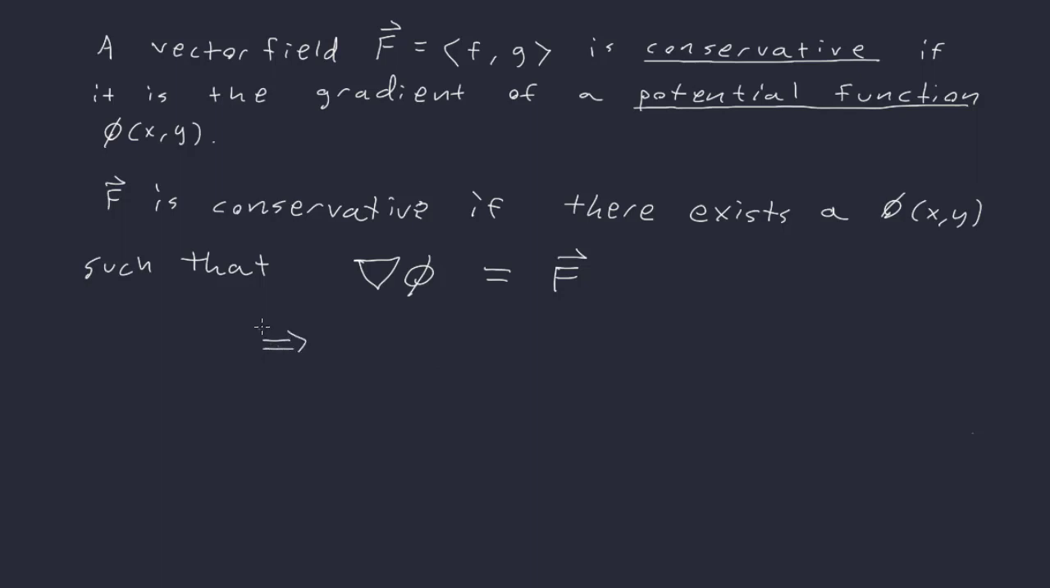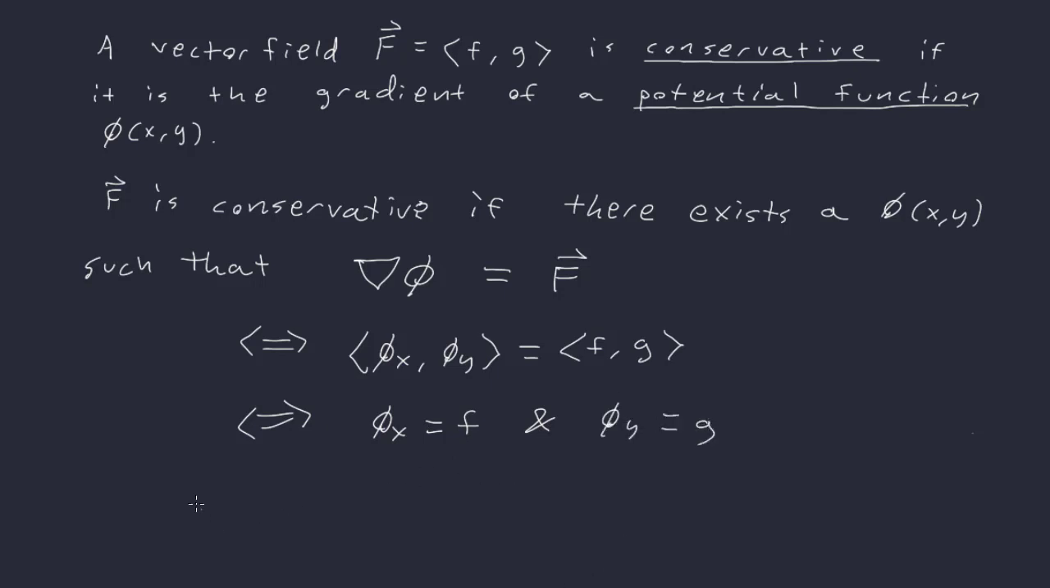And this is the same thing as saying that, well, the gradient of phi, if you remember, that's phi sub x comma phi sub y. So if this is equal to little f little g, in other words, phi sub x is equal to little f, and phi sub y is equal to little g. So in other words, F conservative basically means that F is a gradient of some function. In other words, there's some phi such that if we take the gradient of phi, we'll get to our vector field.